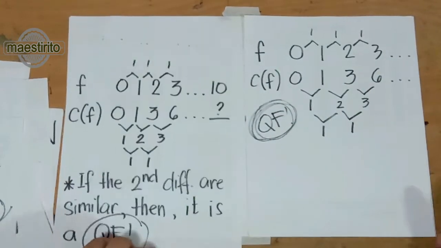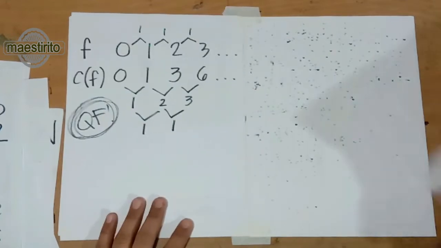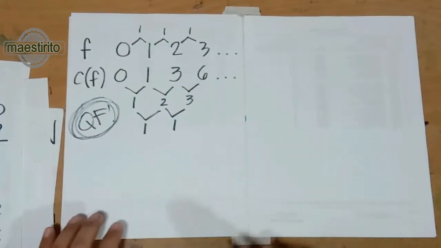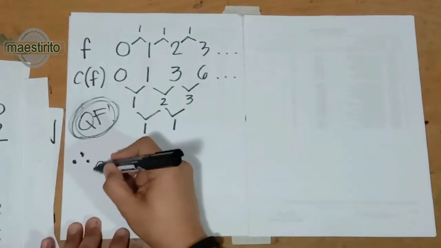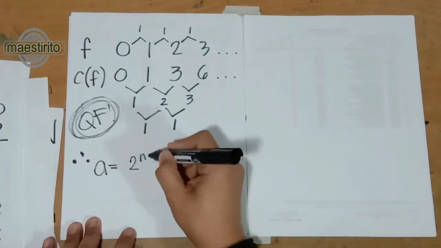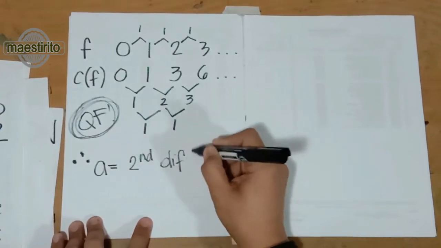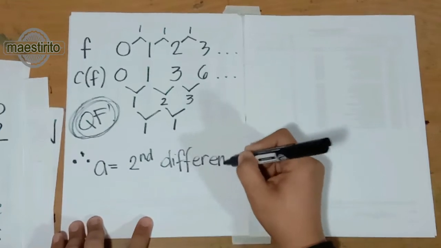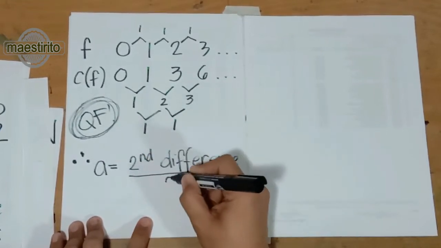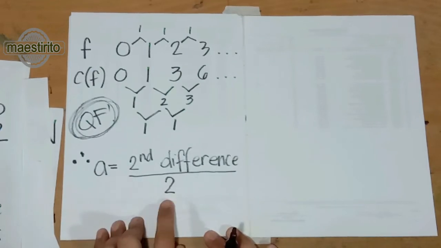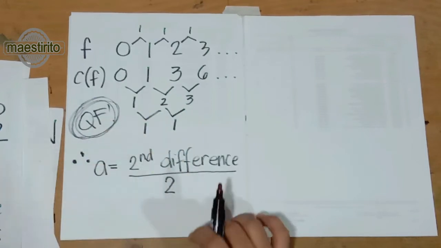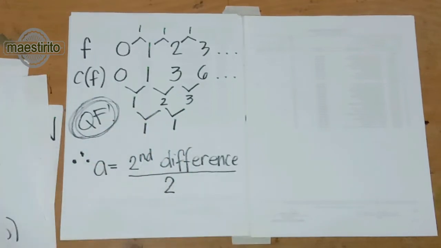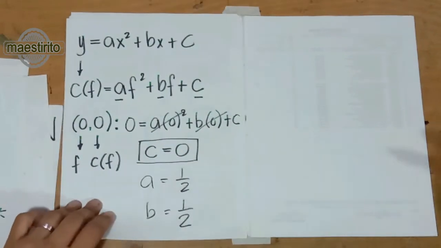Okay, so here's the shortcut. Now the shortcut is this. Therefore, the A here is actually your second difference divided by 2. So we have a constant divisor of 2. Whatever your second difference is, divide by 2. What is the second difference here? 1. Divide by 2, 1/2. So did we get A as 1/2 a while back? Yes, we did.